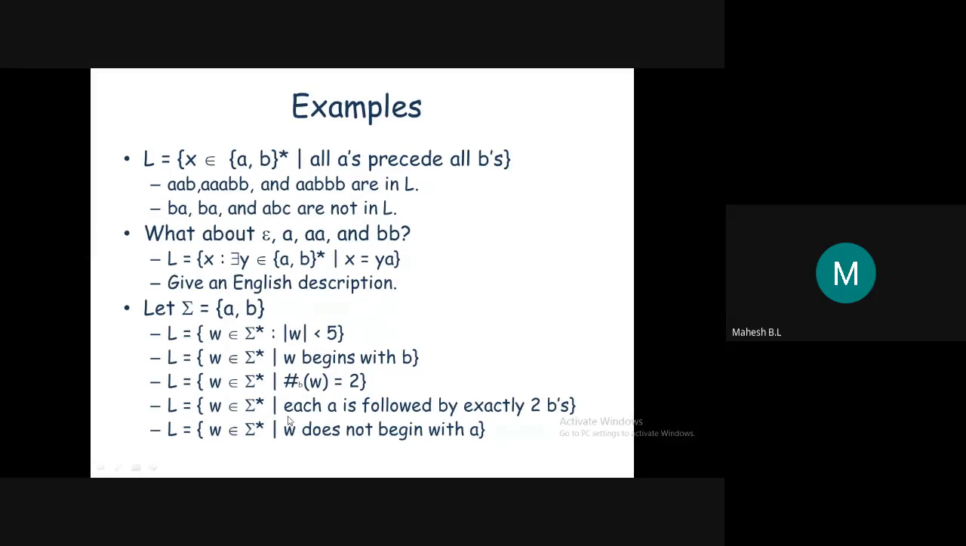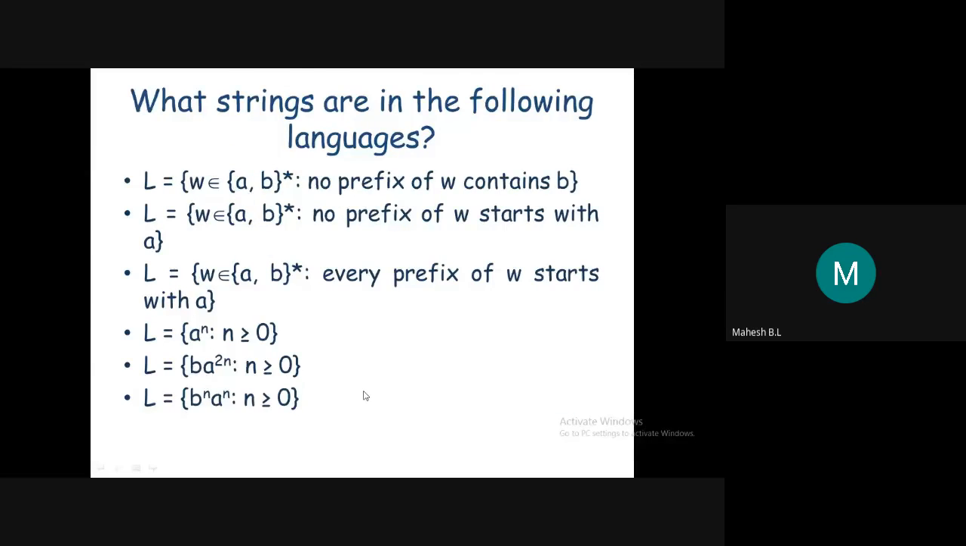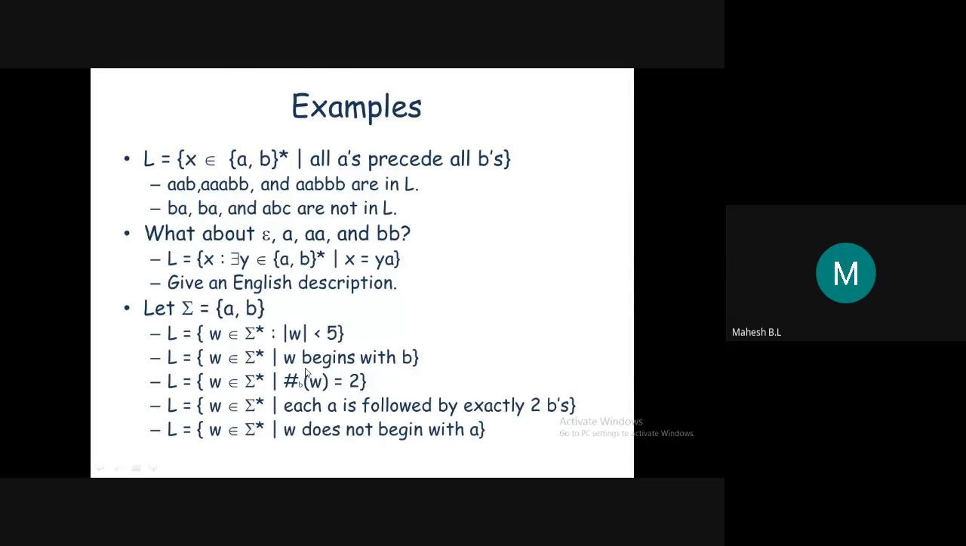If I say A, A, B, how many times does B occur? B occurs only once. That's why A, A, B doesn't belong to L. If I say A, B, A, B, how many B's are there? 2. That means it belongs to L. If I say A, B, B, B, how many B's are there? 3. That means it doesn't belong to the language. The number of B's must be equal to 2. Only then does the string belong to L.